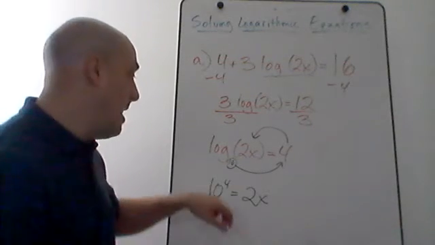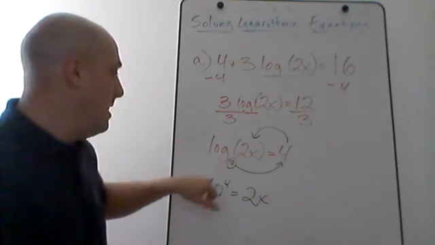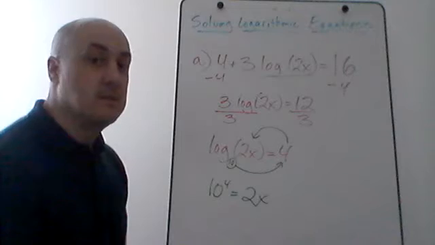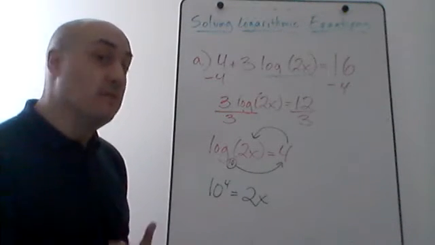It always follows that same pattern. Start with the base, powers on the other side of the equal sign, so 10 to the 4th power equals whatever's inside those parentheses. Every time you're solving a logarithmic equation, that's how you get rid of the logarithm.